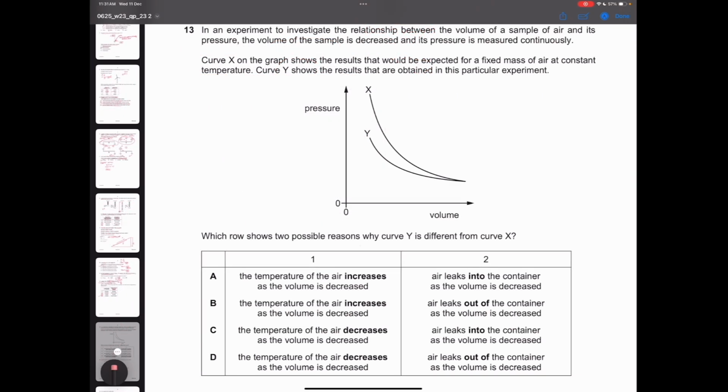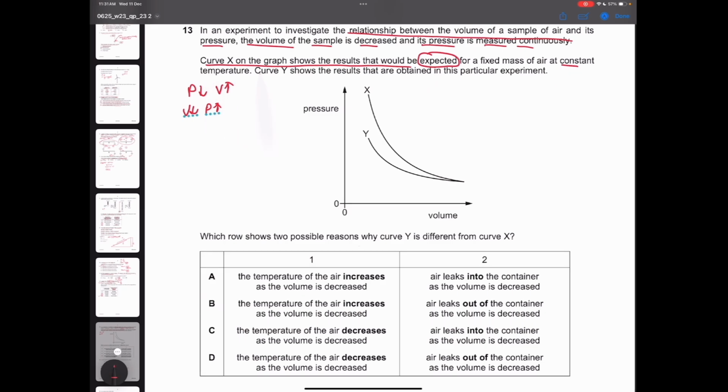In an experiment to investigate the relationship between the volume of a sample of air and its pressure, the volume of the sample is decreased and its pressure is measured continuously. We know that when pressure is decreased, volume will increase. When volume is decreased, pressure will increase. They're mentioning here that curve X on the graph shows the result that would be expected. So these are the expected results when temperature is kept constant. Alright.